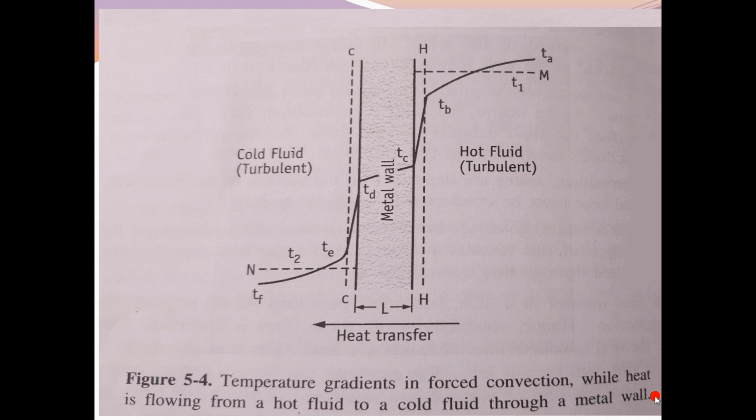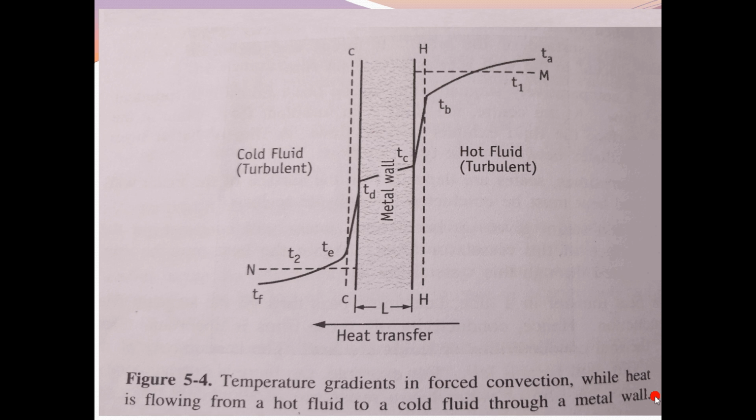The dotted lines HH and CC represent the boundary of the film in viscous flow on the hot and cold side. HH and CC are the boundaries in a viscous flow. Viscous flow means the fluid has zero velocity, so the layer of fluid adjacent to the wall acts as a stagnant film. A stagnant film is produced over here.